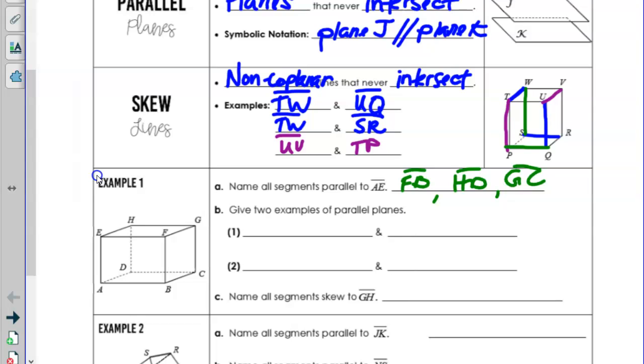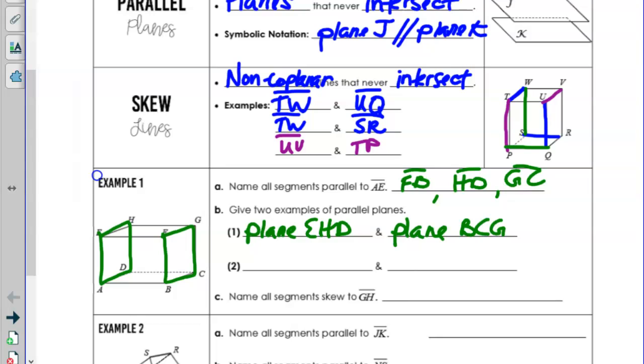Alright, so if I want you to give me an example of parallel planes. Jason? EHD. And how would I name those planes? I wouldn't use all 4 letters, just 3 letters. So plane EHD. And then just pick 3 of the letters for the other one. Plane BCG. Whatever 3 letters you want to use this time, but don't use more than 3 or less than 3. That's exactly right.